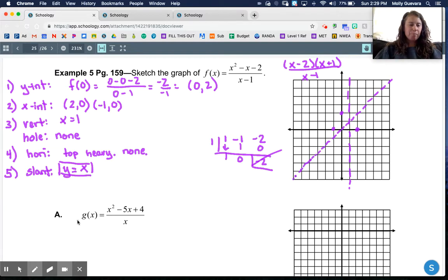Like that. And then the last thing is any extra points. So to the left of my vertical asymptote, I can tell that my graph is approaching my asymptotes, like so. And to the right of the vertical asymptote, I can also tell where my graph is approaching my asymptotes, like that. And there's my graph. Okay, so that is the graph of x squared minus x minus 2 over x minus 1.